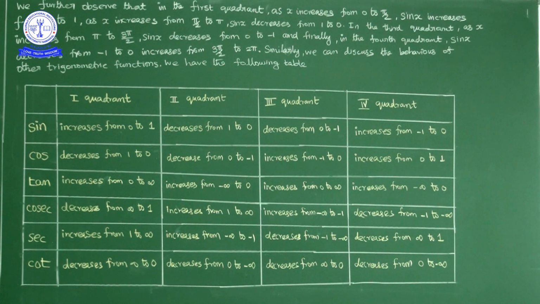If you observe, all trigonometric functions are positive in the first quadrant. In the second quadrant, sine and cosecant are positive, the remaining 4 negative. In the third quadrant, tan and cot are positive, the remaining 4 trigonometric functions negative. Okay. In the fourth quadrant, cos and secant are positive, the remaining 4 negative.